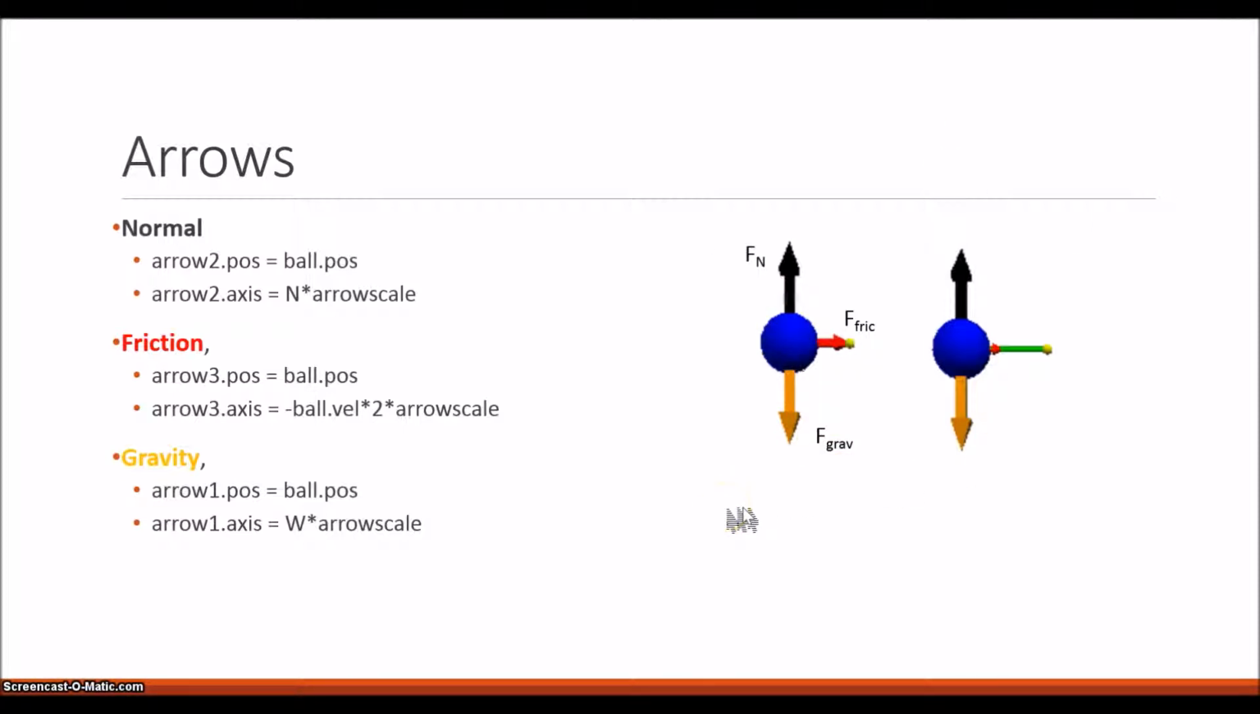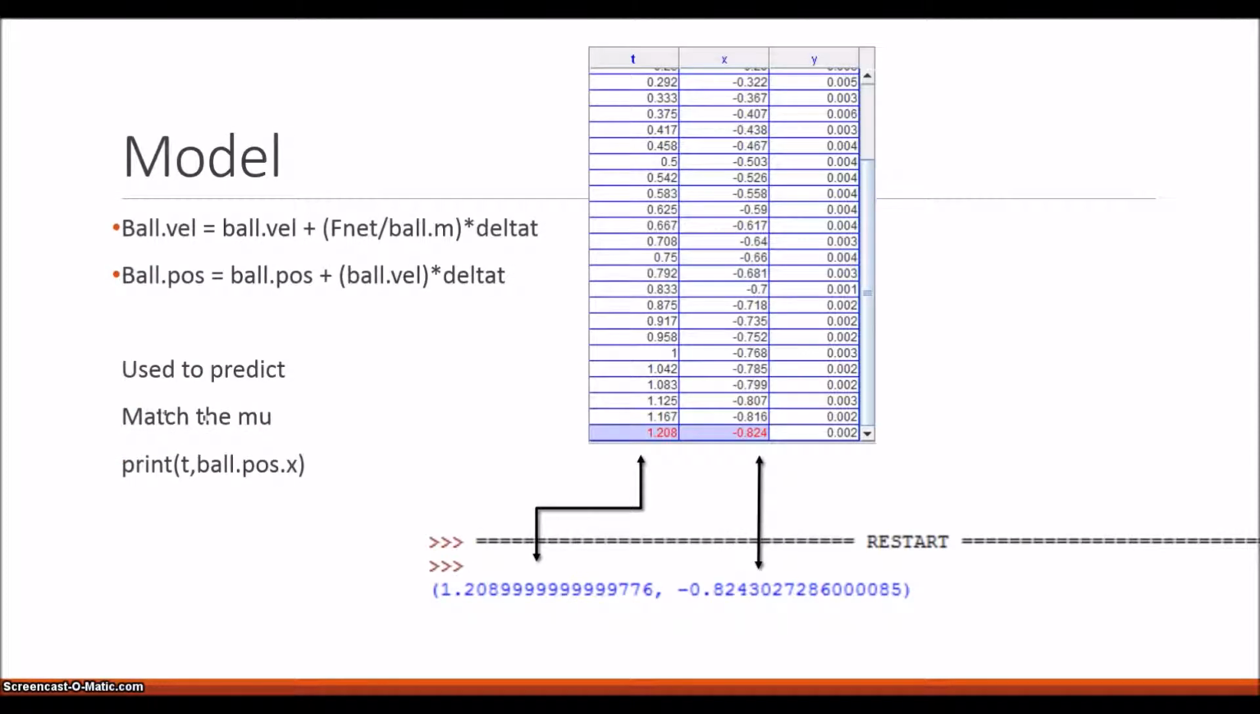I modeled the normal force to be the black arrow and the grav force to be the orange arrow. The code for these arrows is pretty easy, as it's n times arrow scale and w times arrow scale. But what we have to watch for here is that my friction was negative ball.vel times arrow scale. That too is just for the size of the arrow, but I put it as negative velocity because friction is going in the opposite direction of the velocity.